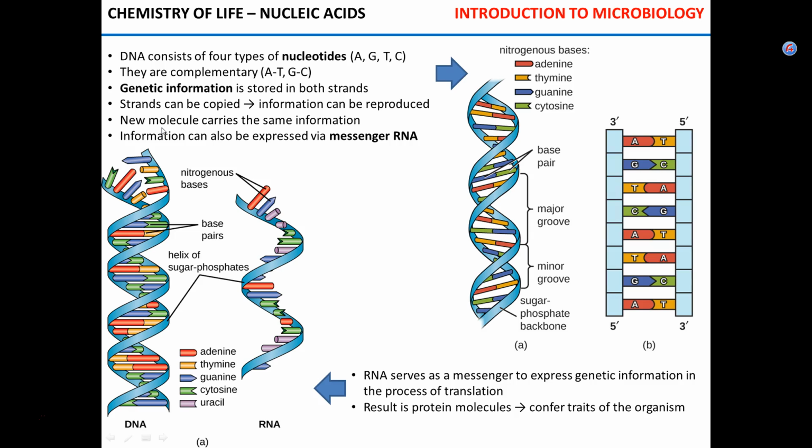Nucleic acids. Well, you have 4 types of nucleotides: A, G, T, and C. I would love a picture; I will try to fix it during the break. A, G, T, and C in the DNA, A, G, U, and C in the RNA. Don't focus too much on that. They are complementary, right? Anyone remember the pairing? A pairs with T, G pairs with C.